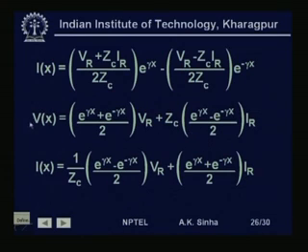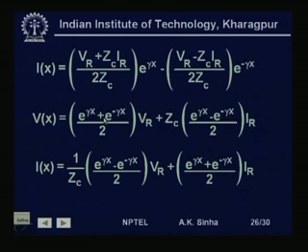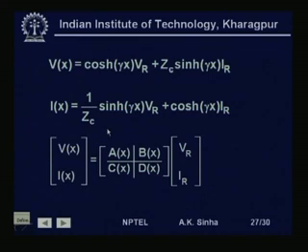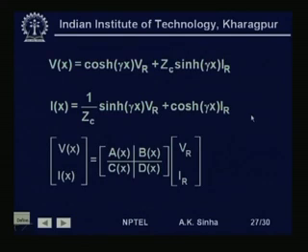Now, here we have got a relationship of V at a distance x in terms of receiving end voltage and current. Similarly, current at any distance x in terms of receiving end voltage and current. From this, the term (e to the power gamma x plus e to the power minus gamma x) by 2 is equal to cosh gamma x, and (e to the power gamma x minus e to the power minus gamma x) by 2 will be equal to sinh gamma x. Therefore, we have cosh gamma x into Vr plus Zc into sinh gamma x into Ir. That is what we get here.